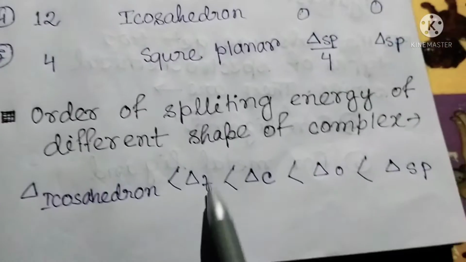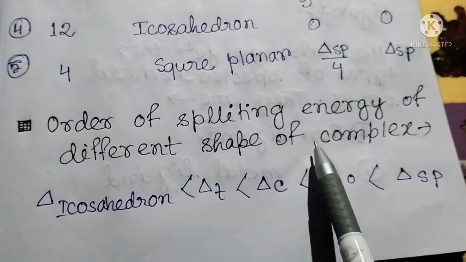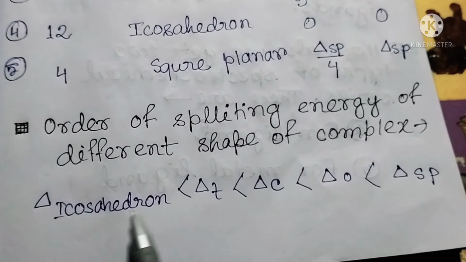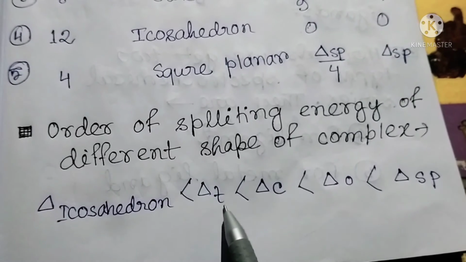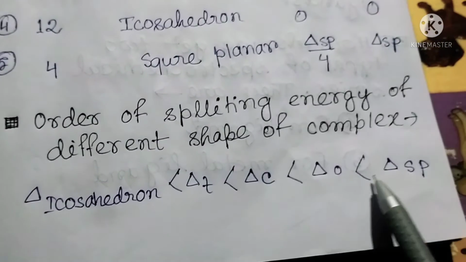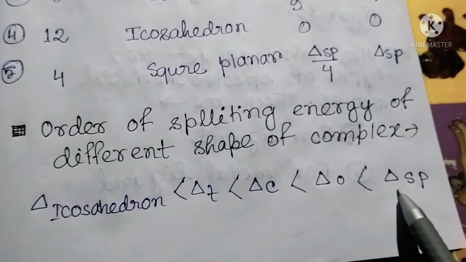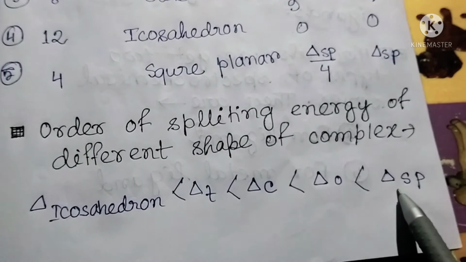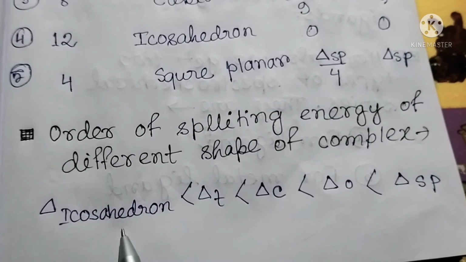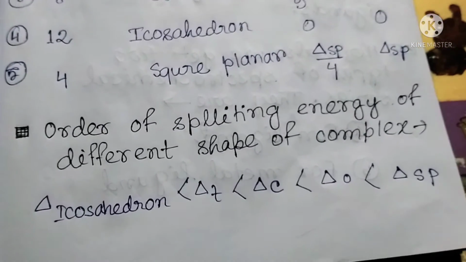Now, next is the order of splitting energy of different shapes of complex. First is delta icosahedron less than delta T less than delta C less than delta O less than delta Sp. That means the splitting energy of square planar is very high, and the splitting energy of icosahedron is very low and is equal to 0.